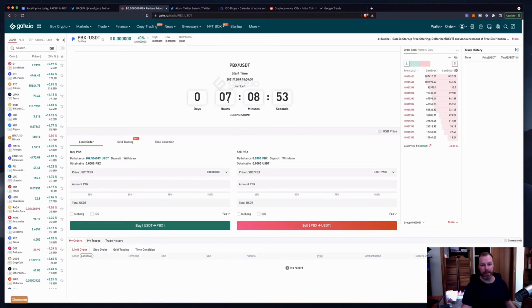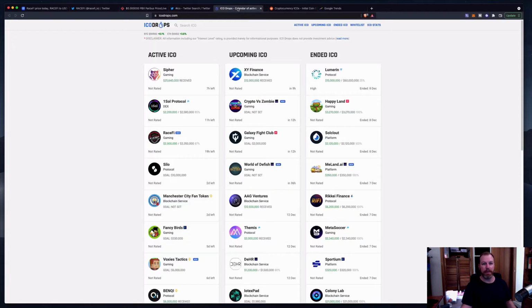So this one's got a 7-hour countdown. So I'll put that in my phone and I'll come jump on Gate.io and I'll just start market buying the second that it goes on the market. And I've got some almost instant 2, 3, 4, and 5x's out of this. Can be really fun.